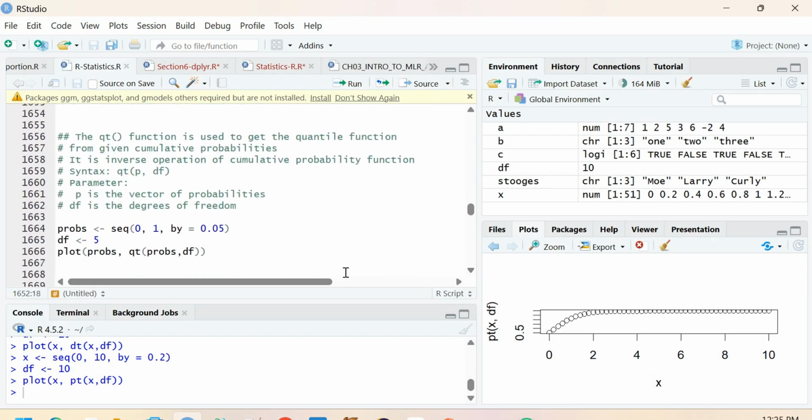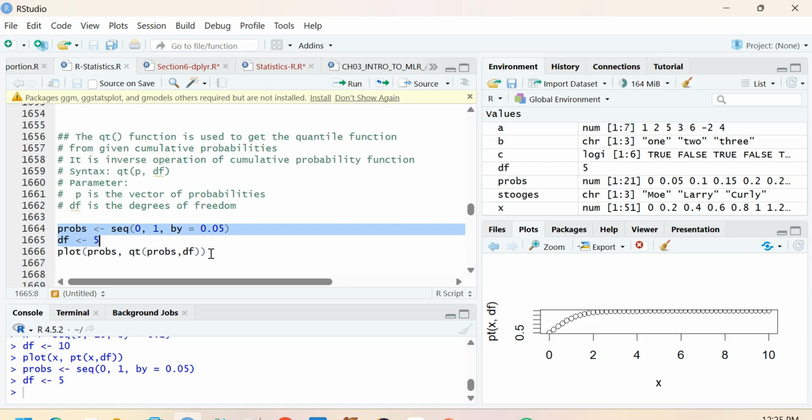And next function is q. For the q function, we will input a series of probabilities, which means the cumulative probability. So we create a sequence, a vector of probabilities between 0 and 1, and degrees of freedom is 5. So we can calculate the quantile value, or t value, associated with these probabilities or the cumulative probabilities.